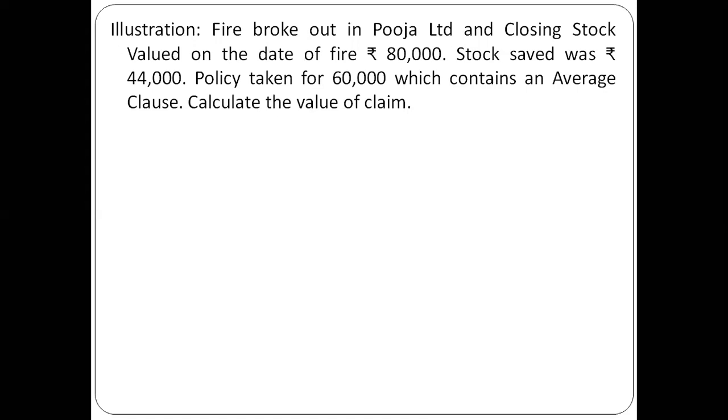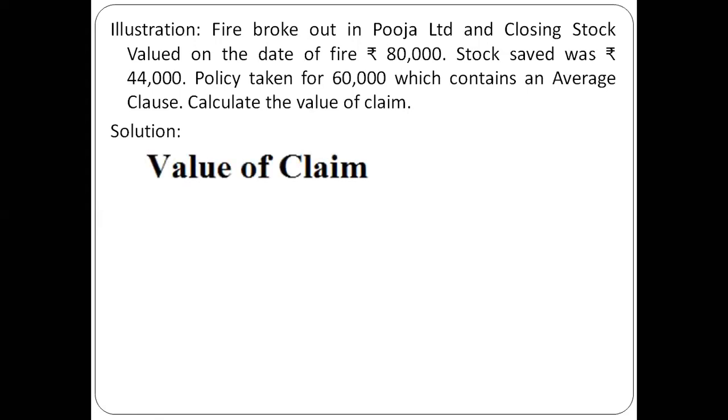So 80,000 worth of material was there in the godown when the fire broke out, stock saved was 44,000, and the policy was taken for 60,000. Clear? So in this case, how to calculate the value of claim? You cannot directly say that 80,000 worth of material was in the godown, we saved 44,000, so the resultant figure is 36,000, the value of claim. It is not possible because it is an underinsurance concept and there is an average clause already in the agreement. Hence, in such a case, we need to apply the formula.